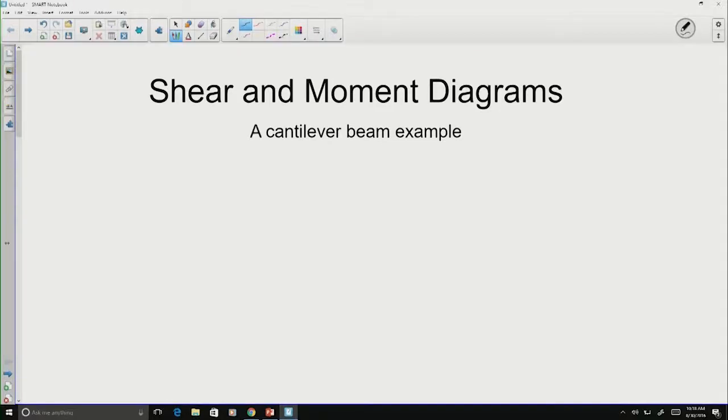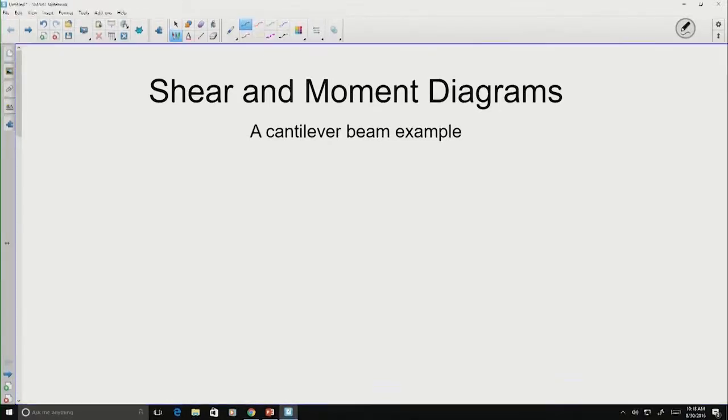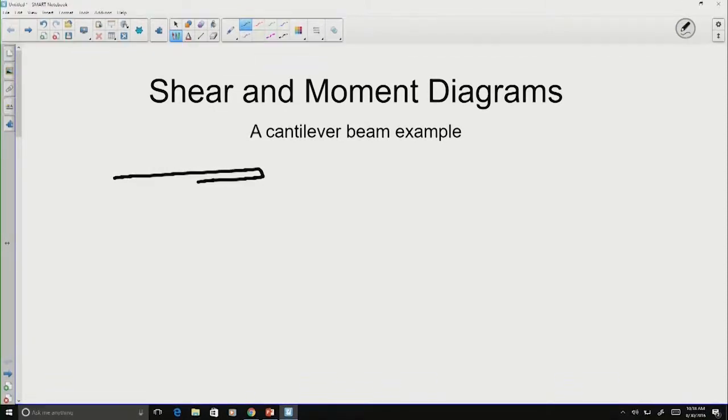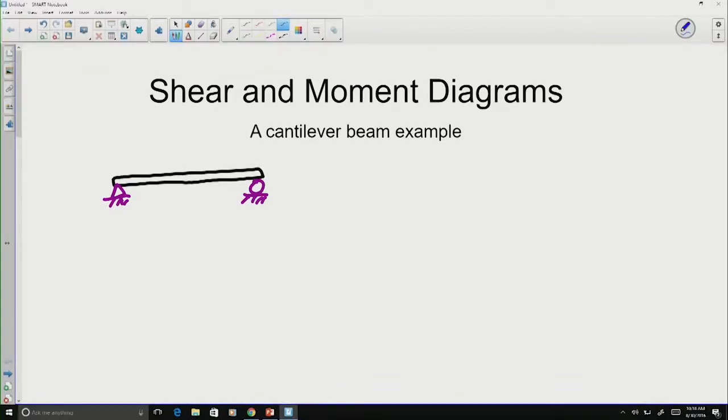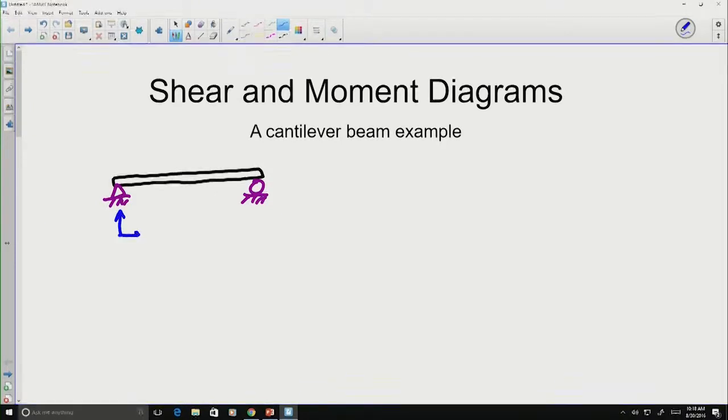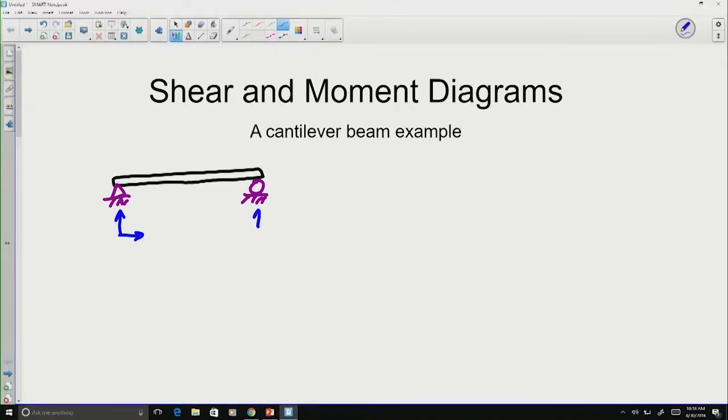So there are two typical beam supports. There are simple supports, where we have the beam, and it is supported by a pin on one side and a roller on the other side, which corresponds to two reaction forces in the X and Y direction on the pin and one reaction force in the Y direction on the roller.